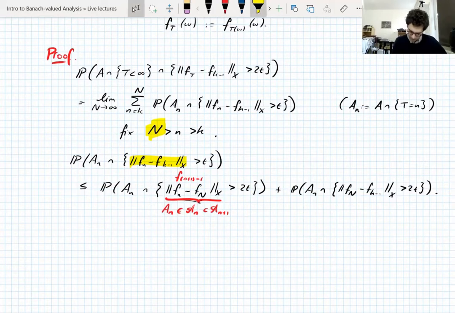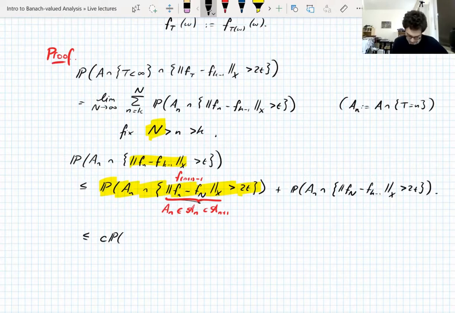So this first probability here, we can actually estimate using the hypothesis, using the assumption. This is controlled by a constant times the probability of AN. This is the way of going from a non-constant stopping time to an assumption on a constant stopping time, the constant stopping time N, for capital N. And capital N is larger than K, or larger than N here. So we do that and we do nothing to the second set.